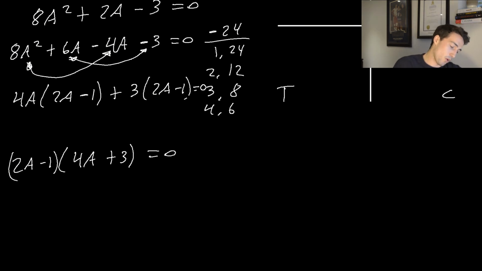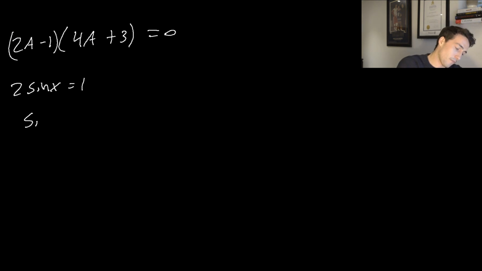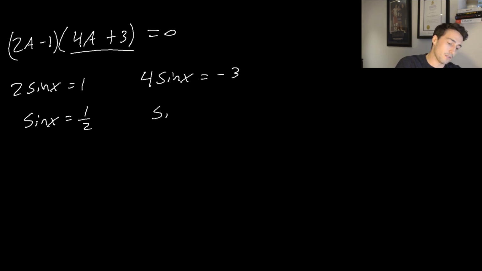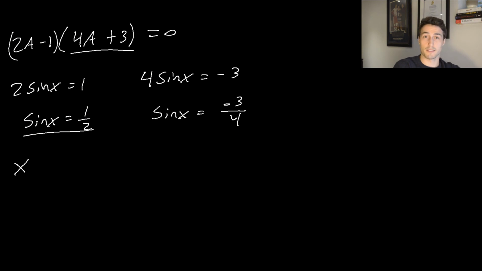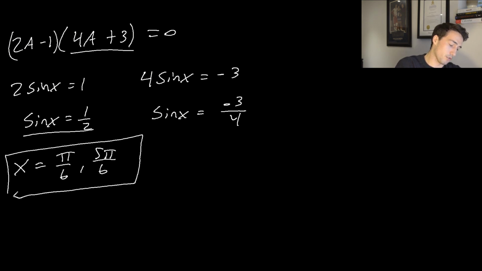So again, we're going to get 2 sine of x is equal to 1, so sine of x is equal to 1 over 2. And then this side, we're going to get 4 sine of x is equal to negative 3, so sine of x is going to be negative 3 over 4. We know previously that when sine of x is equal to positive 1/2, we get the values of pi over 6 and 5 pi over 6. So those are two of our solutions.